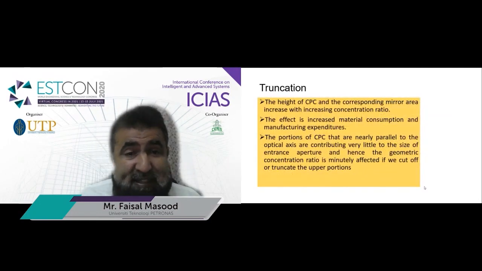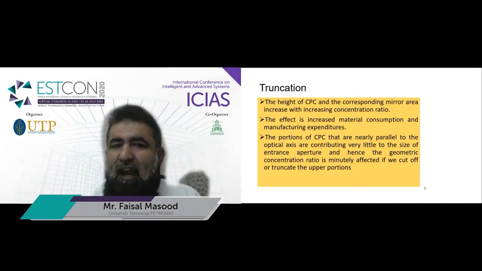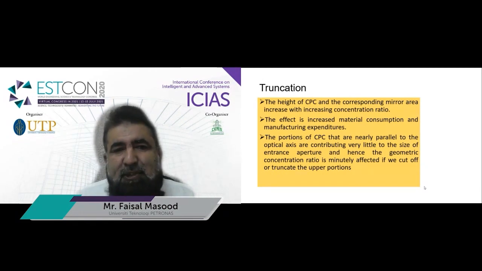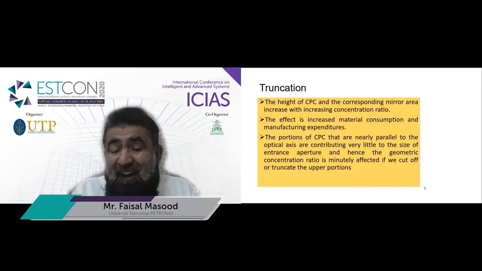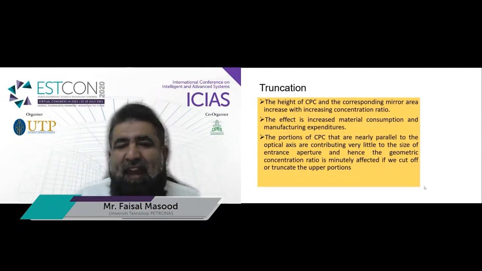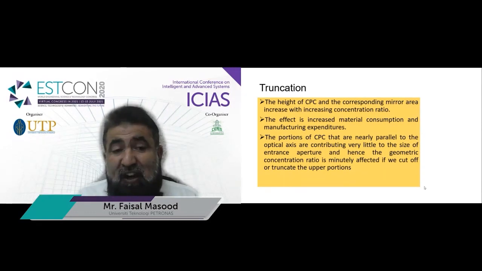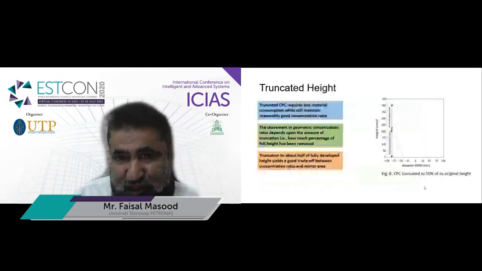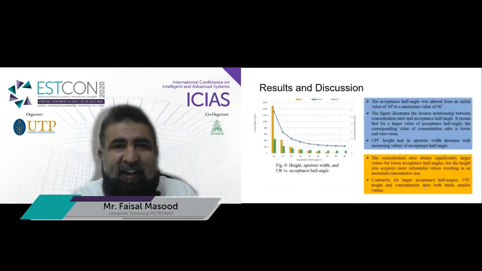Truncation: the height of the CPC and the corresponding mirror area increase with increasing concentration ratio, and the effect is increased material consumption and manufacturing expenditures. The upper portions of the CPC, which are parallel to the optical or central axis, contribute very little to the size of the entrance aperture, and hence the geometric concentration ratio is minutely affected if we cut off or truncate these upper portions. So here we truncated above 50% height, and figure 8 shows the truncated concentrator.